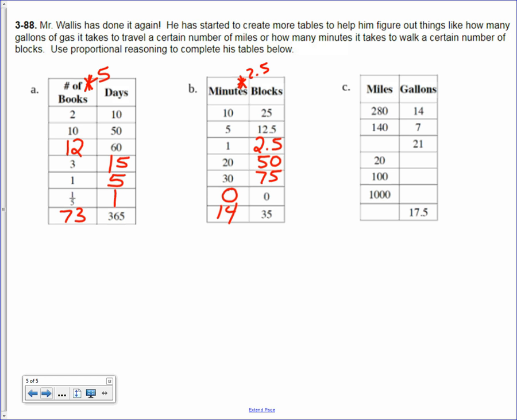This one I had to figure out what I multiplied gallons by to go the other way, or I could divide. So gallons, I'm multiplying it by 20. 14 times 20 would give me 287. So 21 times 20 is 420. 1 times 20 would give me that one. 5, 50, and then the last one's 350.